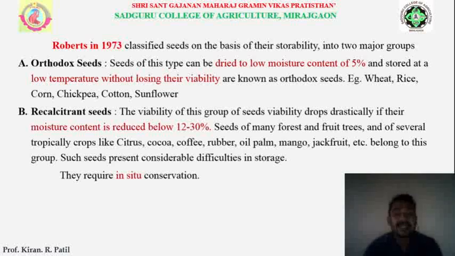And second is recalcitrant seed. In this type of seed, the viability drops drastically if the moisture content is reduced below 12 to 30%. Examples are seeds from forest and fruit trees, for example citrus, cocoa, coffee, rubber, oil palm, mango, jackfruit, etc. Such seeds present considerable difficulties in storage, and therefore recalcitrant seed requires in situ conservation.